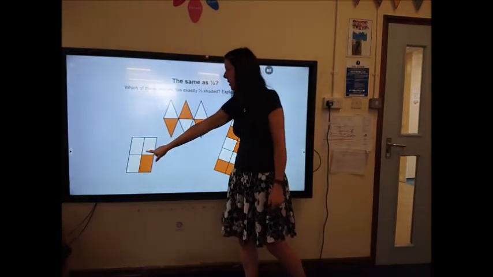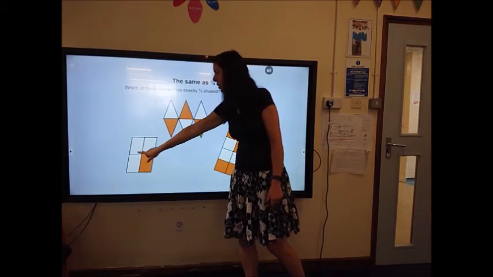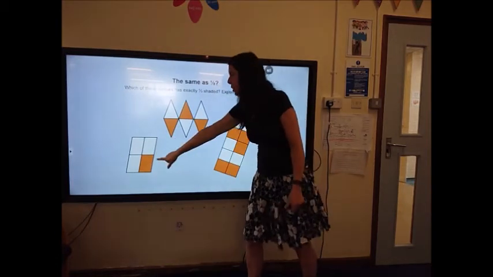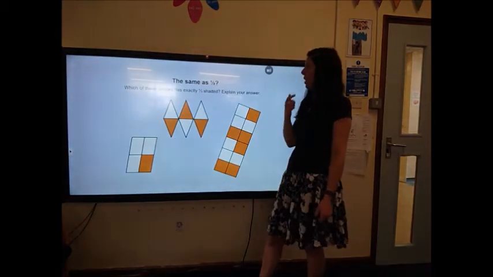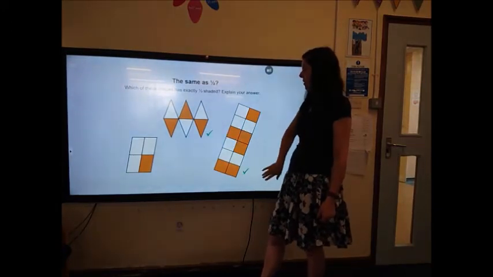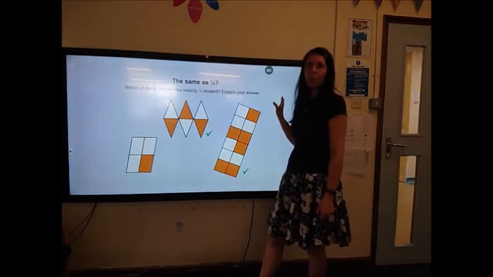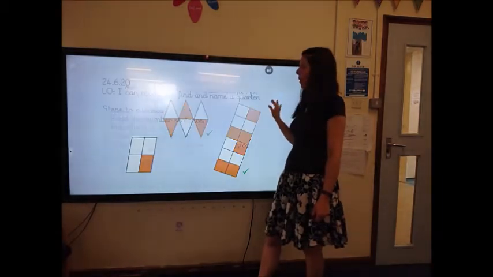This one, we've got here 1, 2, 3, 4. So how much is coloured in? It was a quarter, not a half. So well done if you managed to spot those two, the same as we did together.